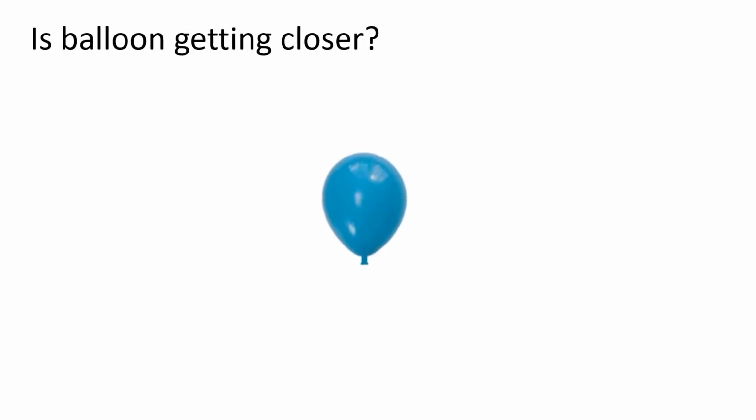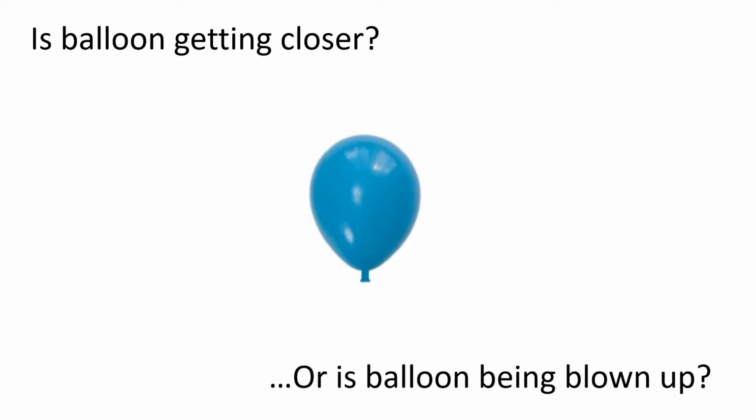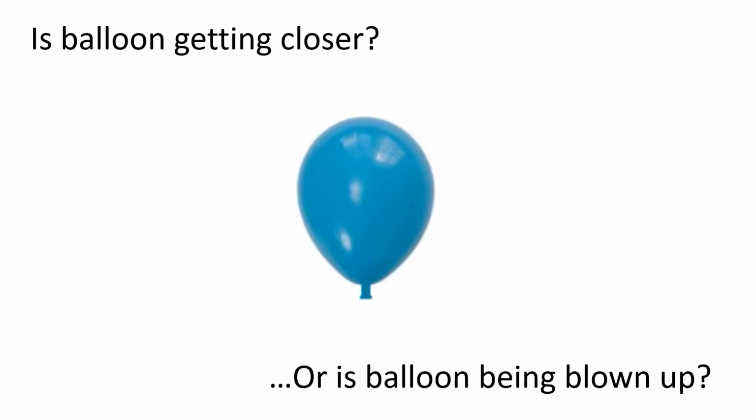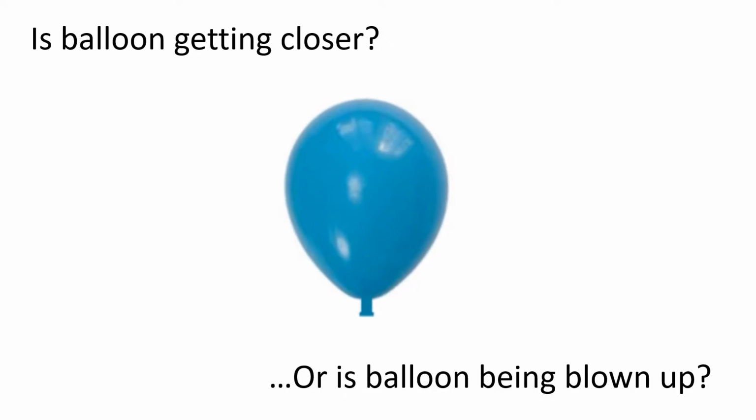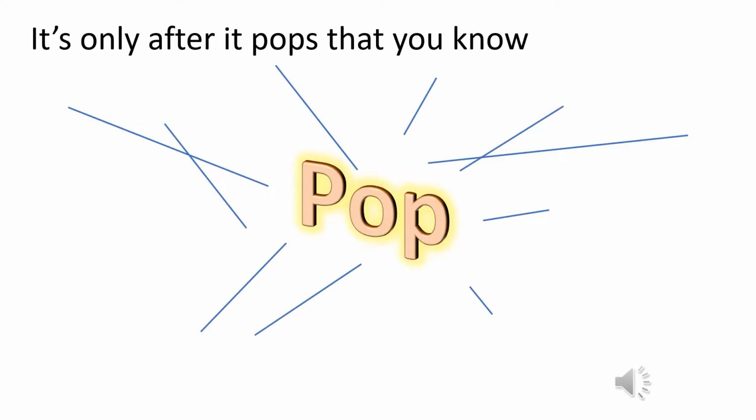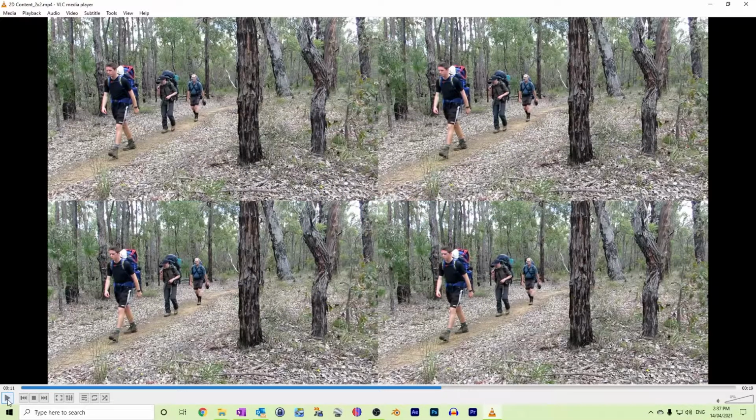If you only have this cue here, for example, a balloon growing in size, what does it mean? It is only after some evidence, its popping for example, that you know it was getting blown up. Or even that is a guess. It could also have been getting closer to a needle that popped it. Okay, point made. So let's have a look at the results.